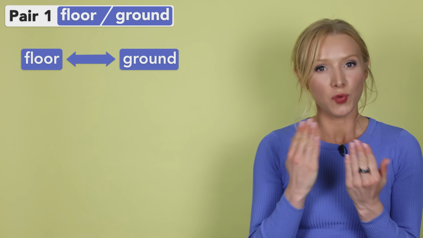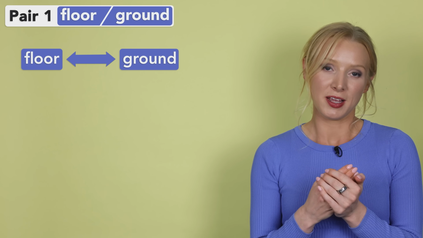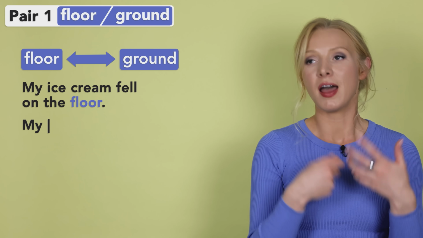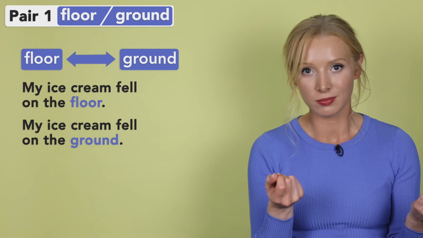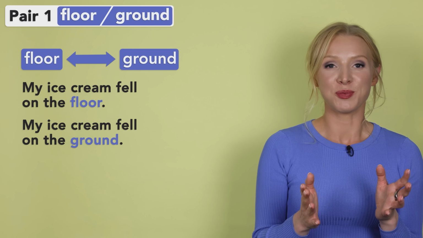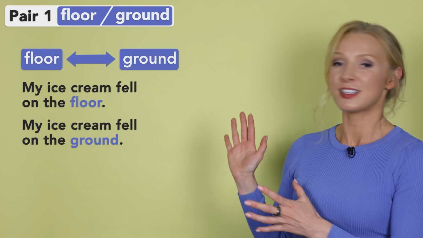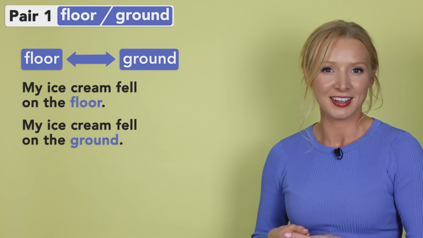Sometimes we will use ground and floor interchangeably. For example, my ice cream fell on the floor. My ice cream fell on the ground. Now, you will hear English speakers using floor outside. My ice cream fell on the floor, for example. But what I've just explained should give you a general indication.